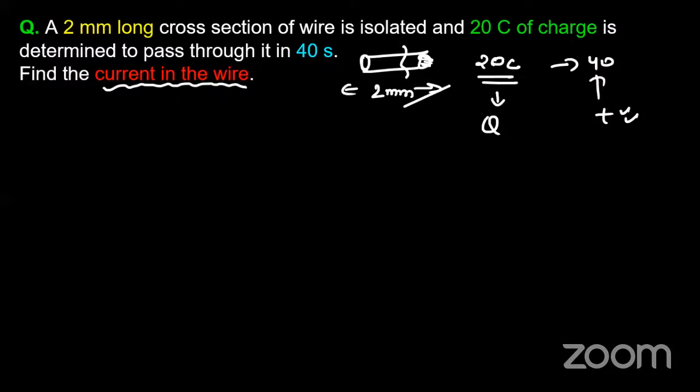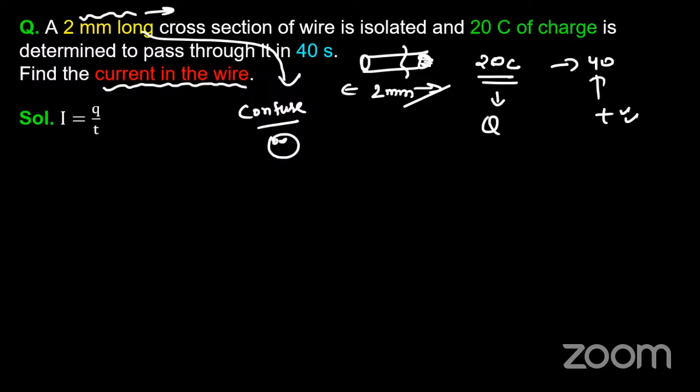Okay, very good. So let us see now. Okay, simple students. This 2 millimeter length is given for what? For what purpose is the 2 millimeter length given? Why is it given? It's given to confuse you. That was a trick to confuse you. Okay, don't get confused. So just use the formula.